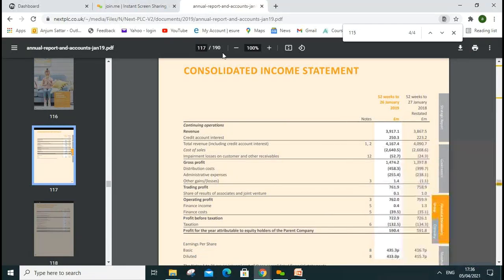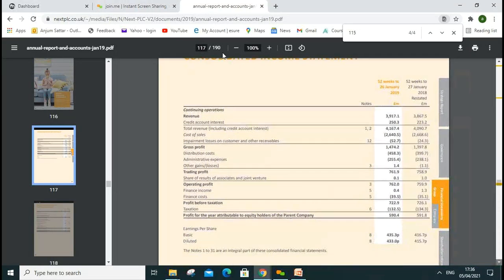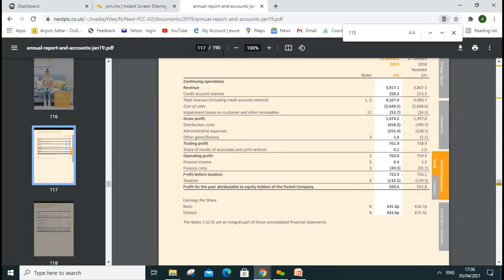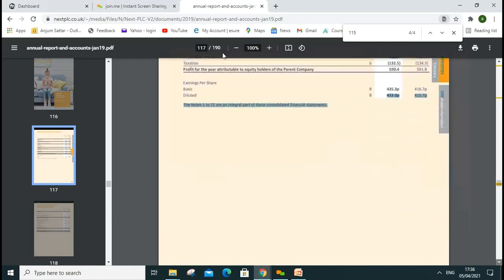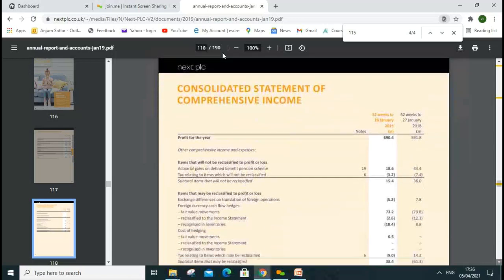We can see here how much dividend they paid. That also gives us an indication of earnings per share. So for the shares we have 435.3 pence per share. Earnings does not mean we'll pay all of it to the shareholders. We'll pay the dividend from our retained profit.